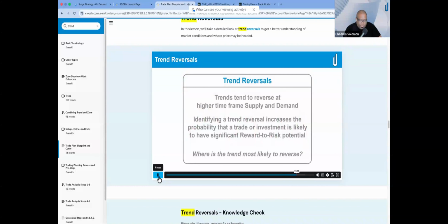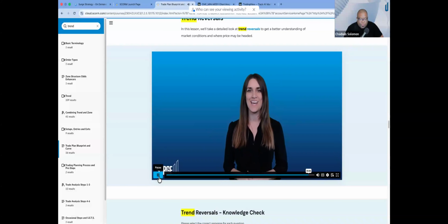Let's remember that false breakouts tend to lead to the biggest reversals. Every uptrend begins with a W and every downtrend begins with an M, and this pattern tends to form at higher timeframe supply and demand zones. Identifying a trend reversal increases the probability that your trade or investment will have significant reward to risk potential because you're catching a trend at its earliest point. The next question we want to unpack is, where is a trend most likely to reverse? We'll get into that next.